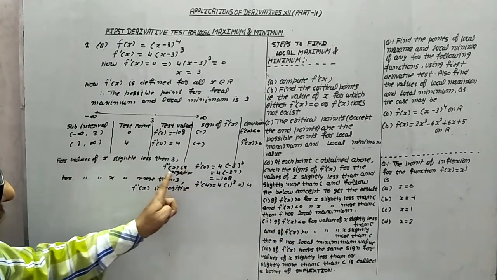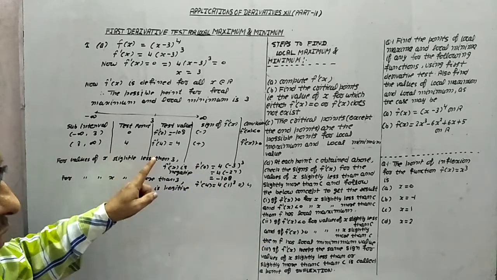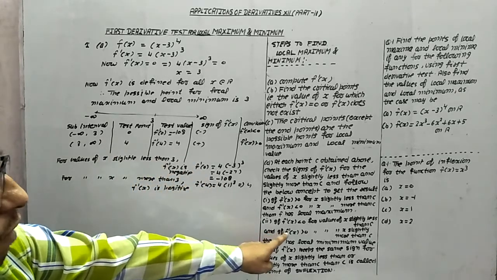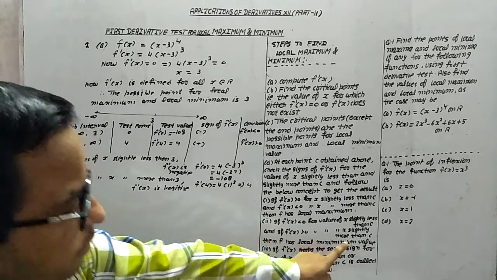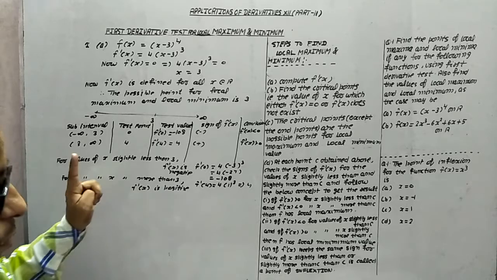Now what we are observing, according to this rule, for f dash x less than 0, for values of x we have, what is this? Slightly less than c. And if f dash x greater than 0, for values of x slightly more than c, here we have c is equals to 3, it is positive.